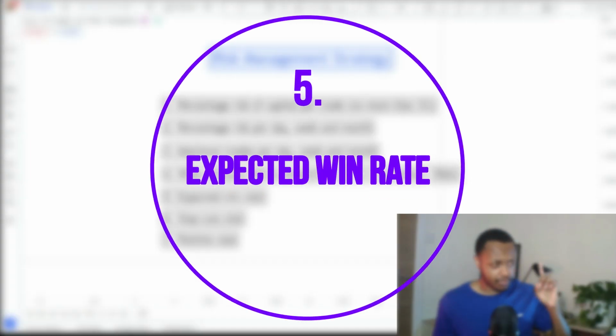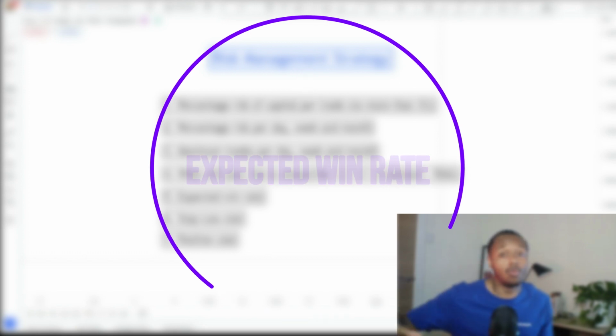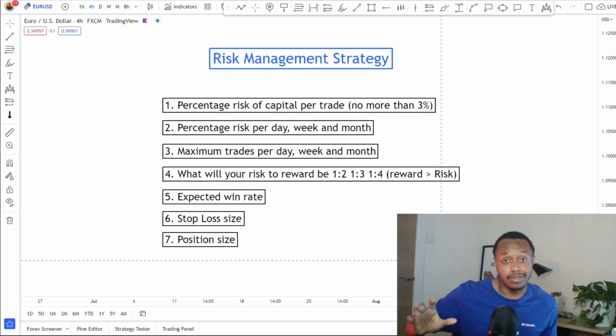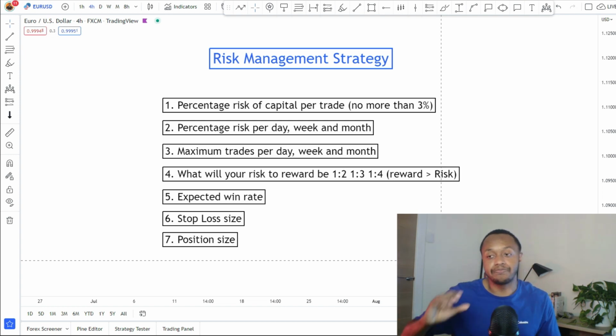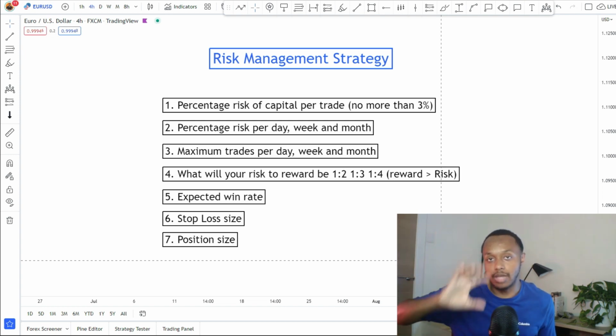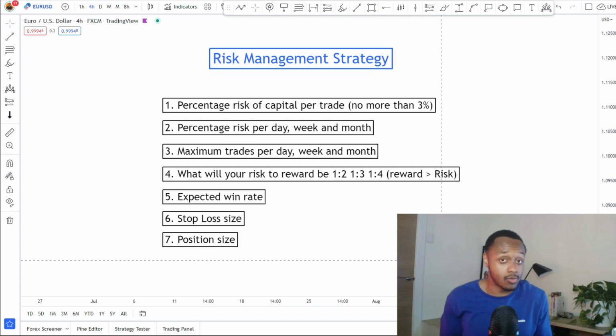Number 5, expected win rate. Now, win rate is a little bit here or there, but you want to know what win rate you should be targeting over, say, 50 trades, which could be 2 or 3 months, a quarter, maybe half a year, obviously depending on your style. But you want to know what type of ballpark you're working with. Are you working with 80% win rate? Are you working with a 50, 60% win rate? Are you working with a 20, 30% win rate?